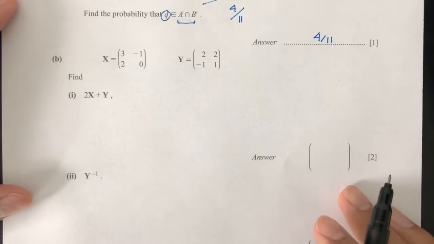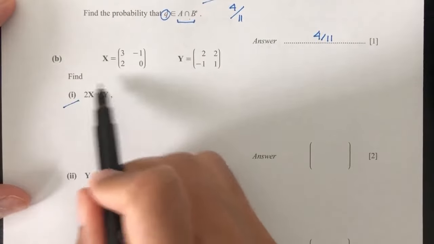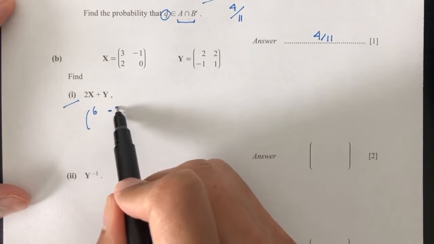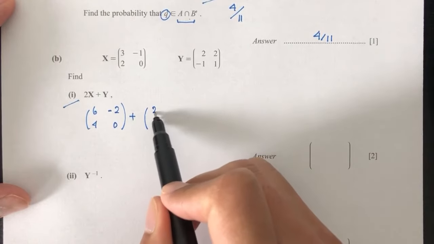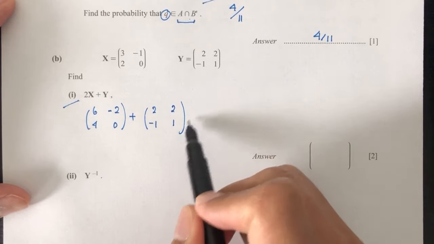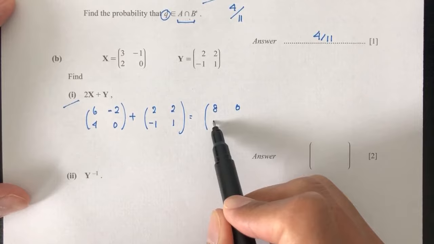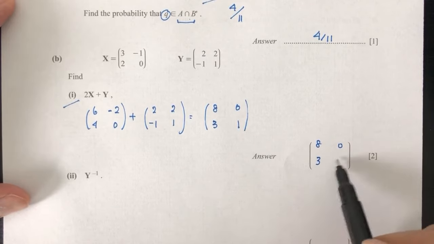This is our matrix. So we have x and y equal to those two. Part 1, solve this. So let's bring the 2 inside. It will be 2 times 3 is 6, minus 2, 4, 0, plus y, which is 2 minus 1, 2, 1. That will be 8, 0, 3, and 1. That will be your answer for part 1.